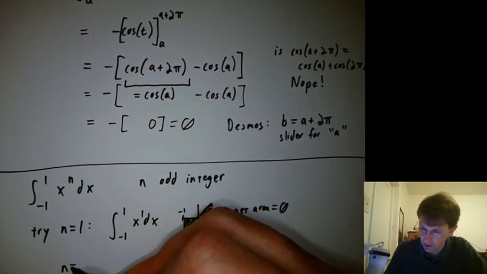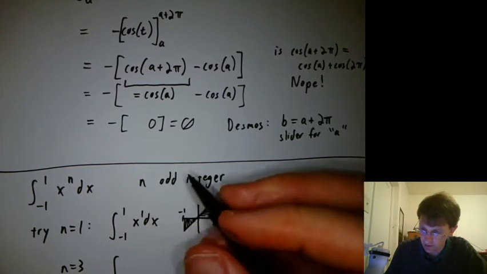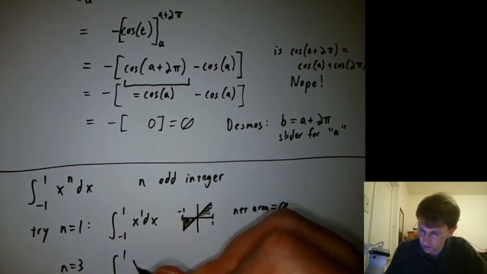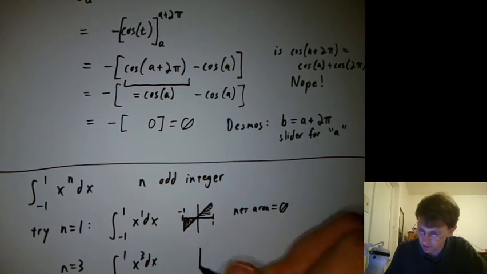Let's try n equals 3. That's another odd integer. How about, let's see, the integral from negative 1 to 1 of x cubed dx. What does that look like? Something like this.